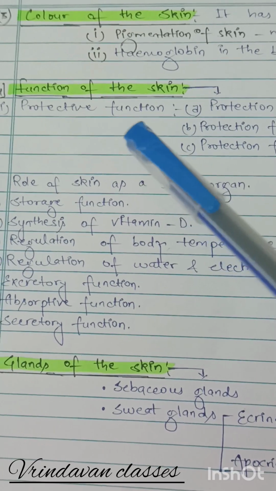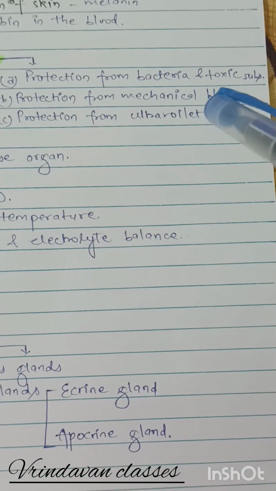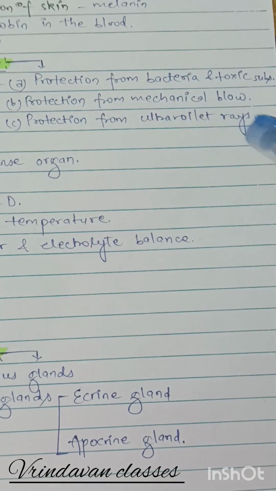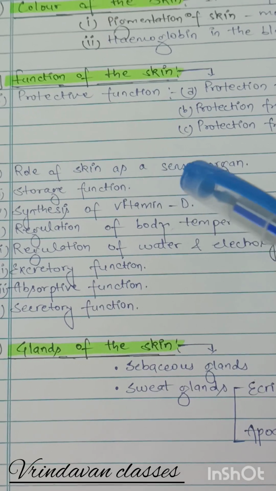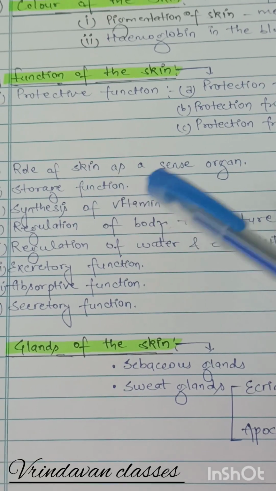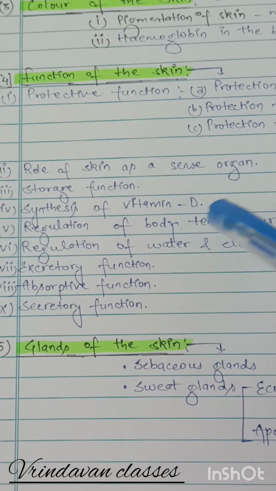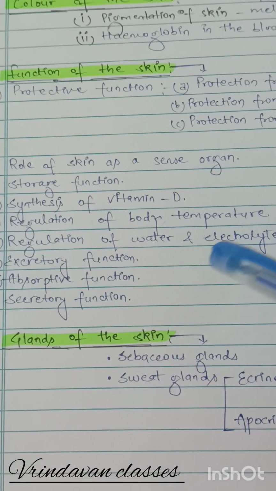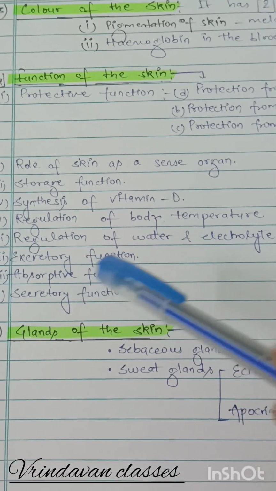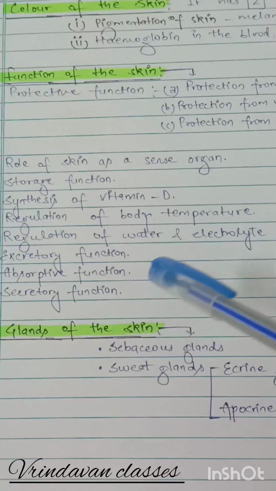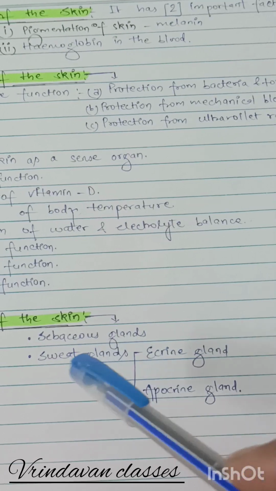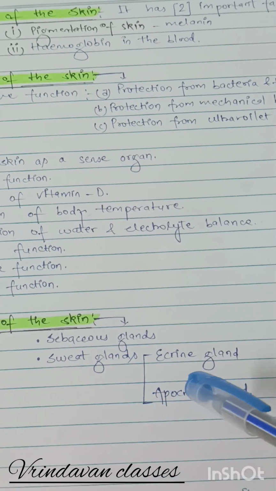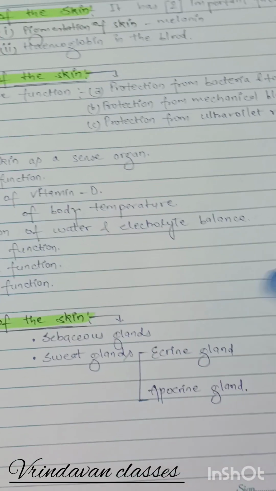The functions of the skin: first, the protective function, which includes protection from bacteria and toxic substances, protection from mechanical blows, and protection from ultraviolet rays. Next, the role of the skin as a sensory organ, and the storage function. Then comes the synthesis of vitamin D, regulation of body temperature, regulation of water and electrolyte balance, and the excretory, absorptive, and secretory functions. Then the glands of the skin are the sebaceous glands and sweat glands. And sweat glands are of two types: eccrine glands and apocrine glands.